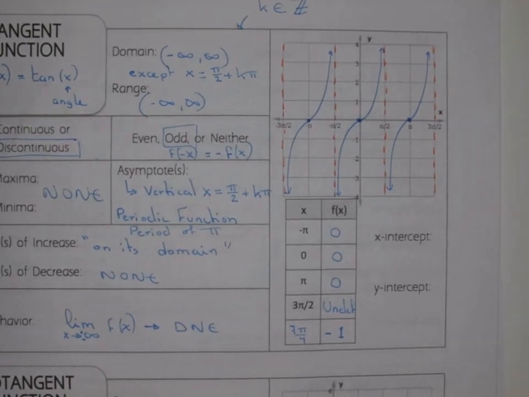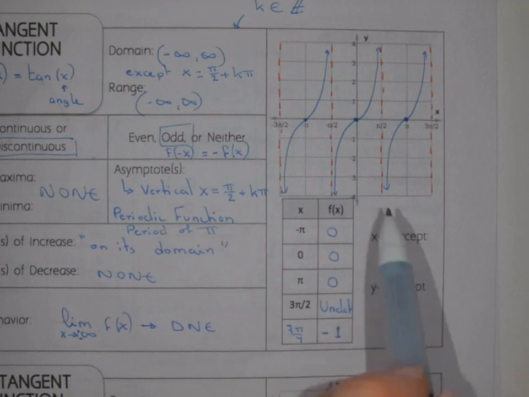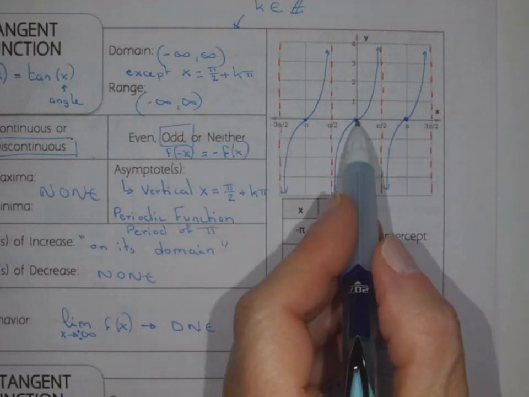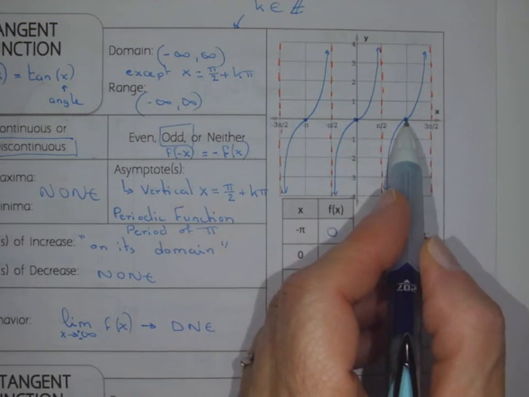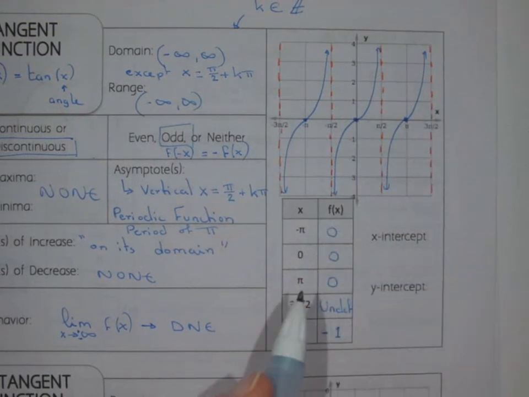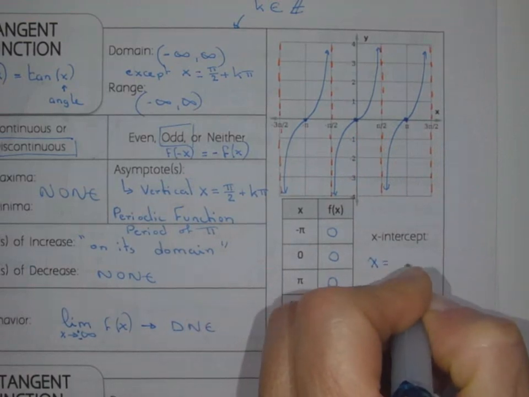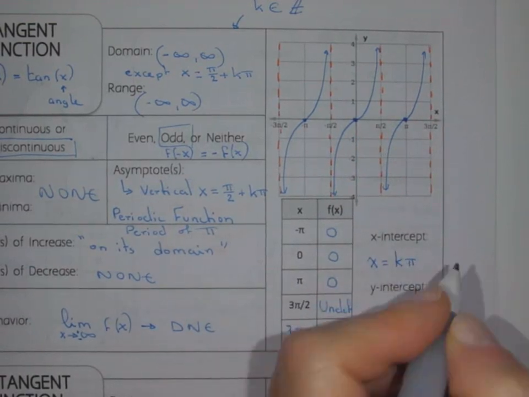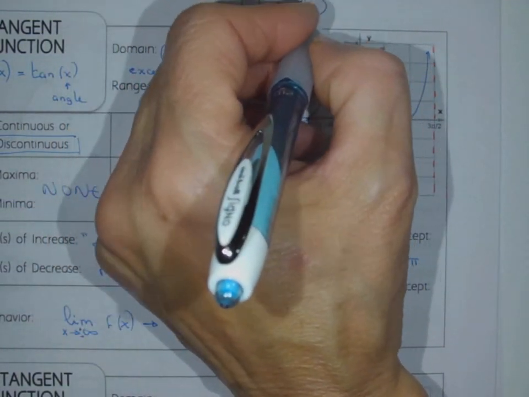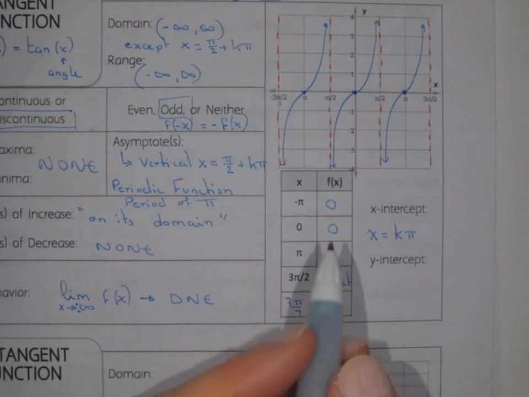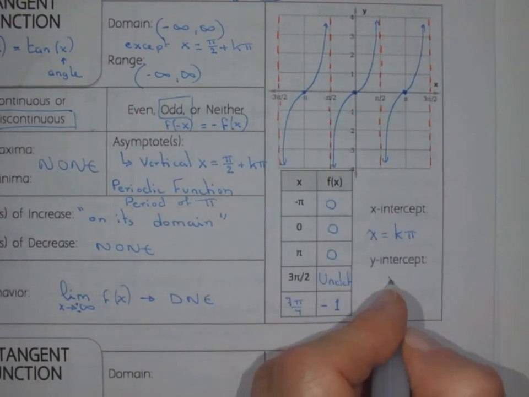The x-intercept, well, I have a whole slew of them again, right? Infinitely many. The first one is at 0, then pi, then 2 pi, etc. So that will be every pi. So at x equals k pi. And we already said up here that k stands for every integer, so I don't need to re-mention it here. And then my y-intercept will be the origin, 0, 0. All right, that's it for the tangent, I think.